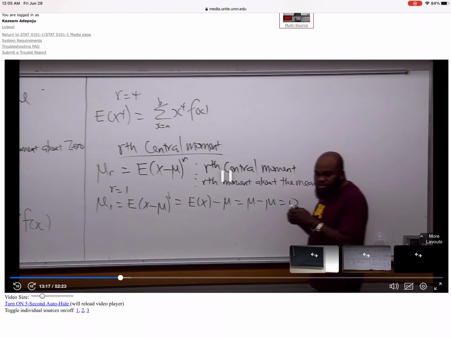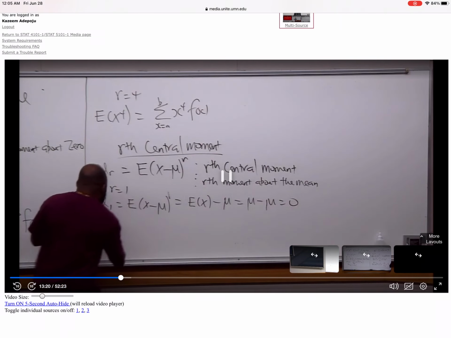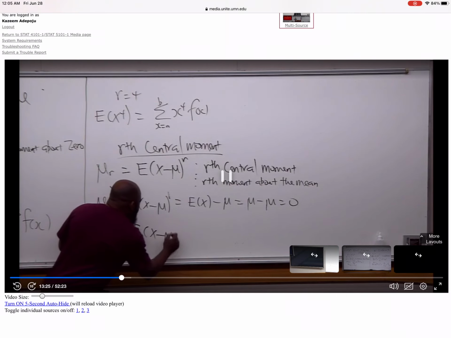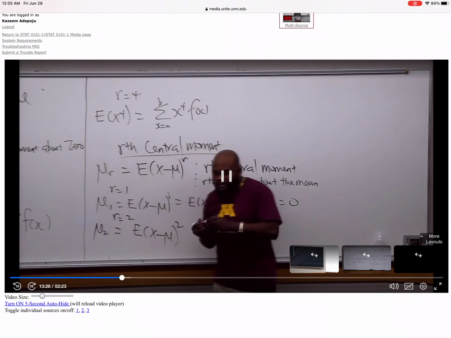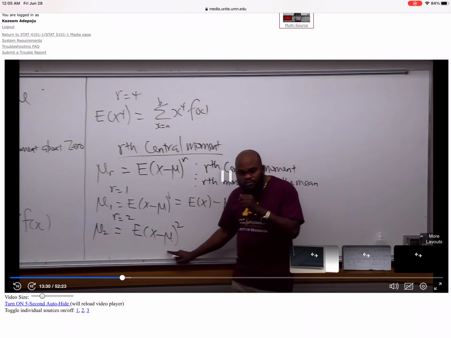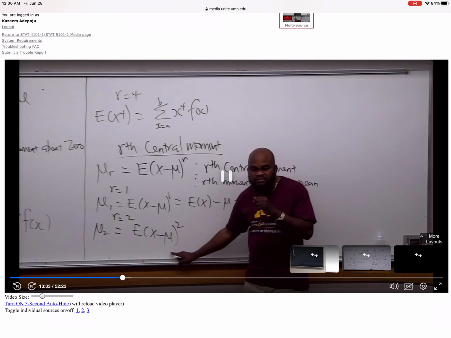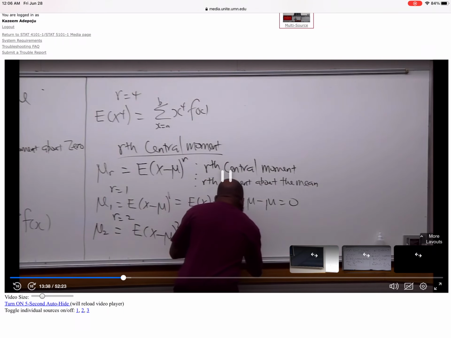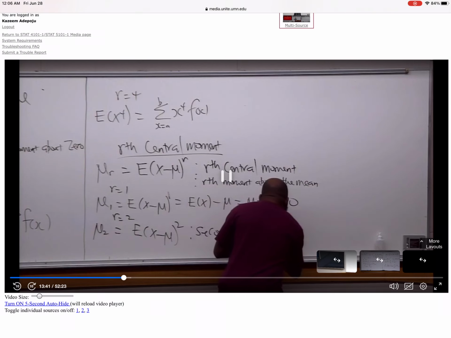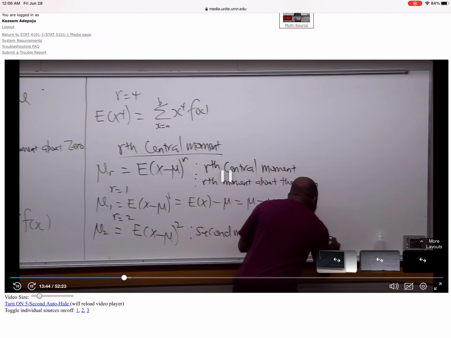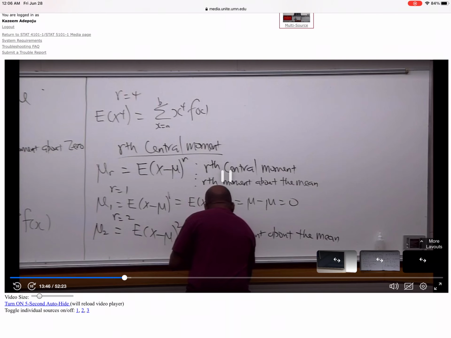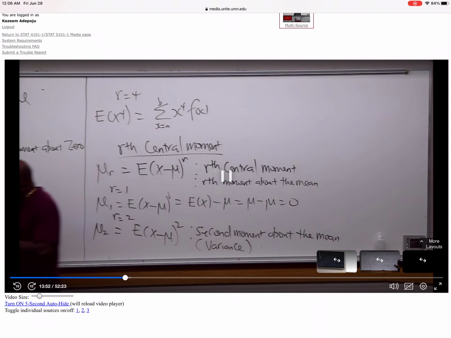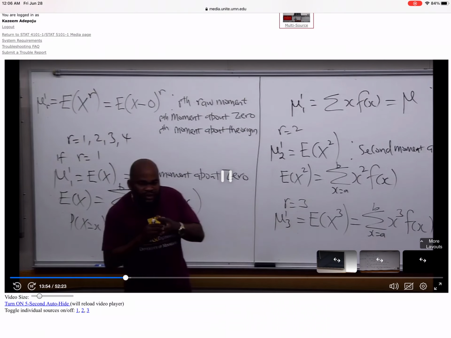Okay, second moment, when r equals 2, I'm actually going to have this guy. This guy here, the second moment about the mean, is the variance. This is what we call the second moment about the mean. Okay, the second moment about the mean is the variance. You may be wondering, when we are deriving the variance, we'll be using a particular formula to do that. This is the origin of the formula.